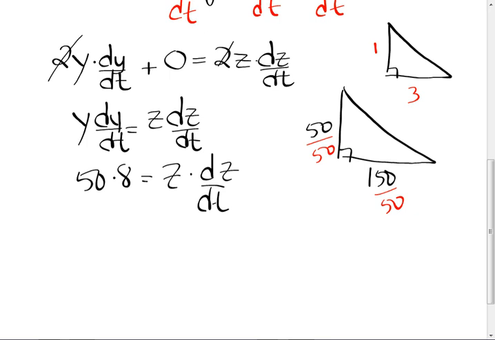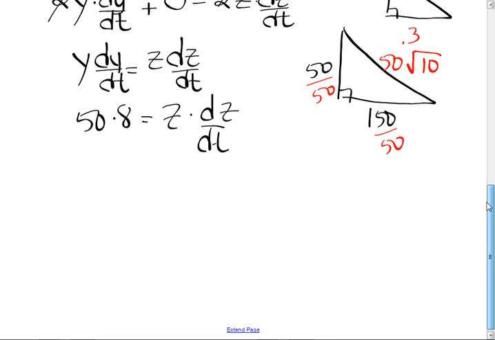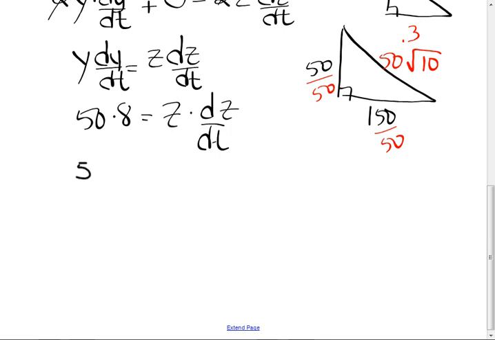That's all. So what's this side? It's the square root of 1 squared plus 3 squared, which is 10. So that's the square root of 10, and this would be the square root of 10, but to get back to this, we have to multiply by 50. Now, if it's a calculator, you can use your calculator. Or you could even leave it, the square root of 50 squared plus 150 squared. Who cares? If it's free response, we don't care. So 50 times 8 equals 50 times the square root of 10.